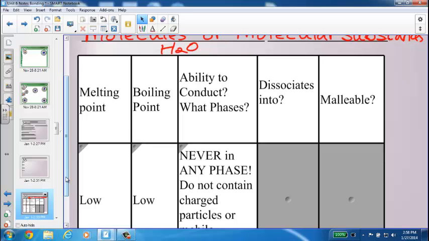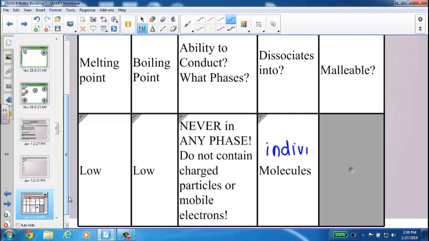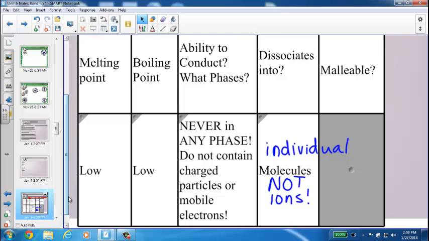Covalent things never conduct in any phase because they're not made of charged particles or mobile electrons. When you dissolve a covalent thing, you don't make any charged particles, so you dissociate a covalent thing into individual molecules, not ions. And finally, covalent things are not malleable. The only thing that's malleable is a metal. A metal by itself, okay? So covalent things are not malleable and they're not ductile.